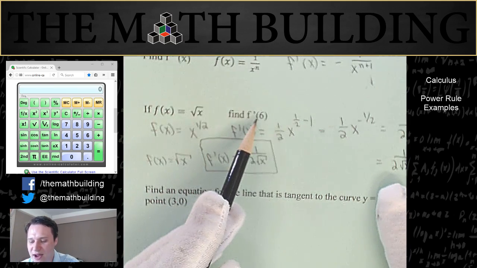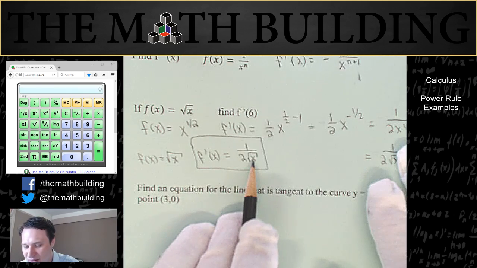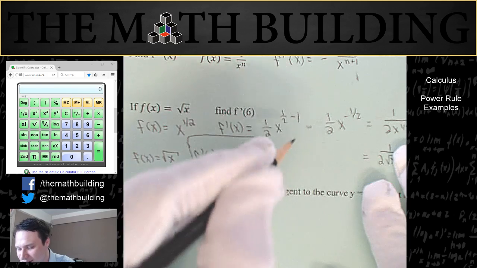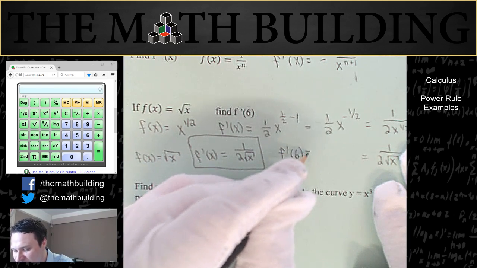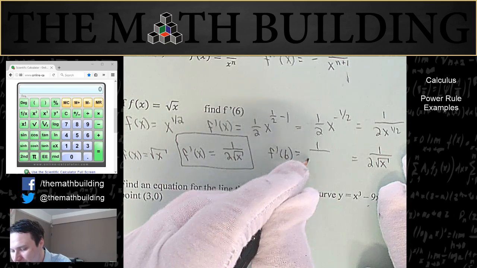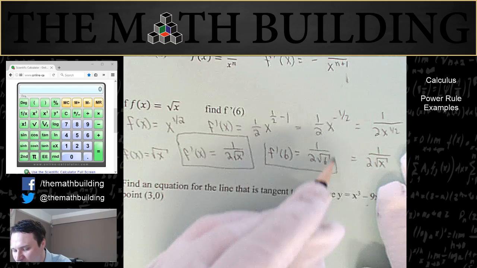So if they say find the instantaneous rate of change at the value of 6, all you need to do is just plug in a 6 right there. So the instantaneous rate of change at the value of 6 would just be 1/2 root 6. And you could plug that into your calculator to approximate it.